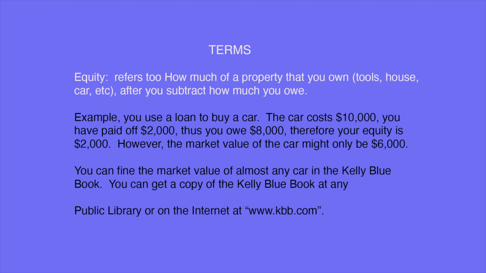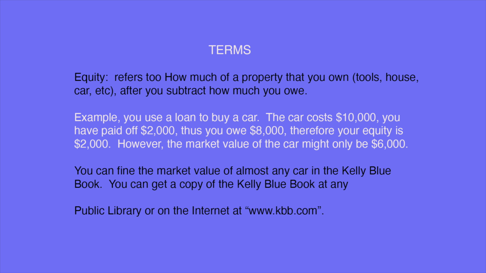Equity refers to how much a property that you own, tools, houses, cars, etc., is worth after you subtract how much you owe. Example, you use a loan to buy a car. The car costs $10,000. You have paid off $2,000. Thus, you owe $8,000. Therefore, your equity is $2,000. However, the market value of the car might only be $6,000.